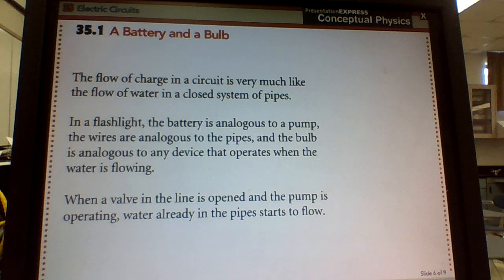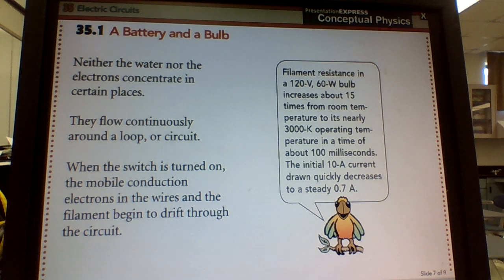But when a valve in a line is open and the pump is operating, water already in the pipe begins to flow. Well, the same kind of thing happens with electrons. As soon as we close the switch on our circuit, it allows those electrons that are already there to just get pushed along by the voltage in the battery. And so neither the water nor the electrons concentrate in certain places. It just flows continuously in a loop. Loops are sometimes called circuits. That's why we call these electric circuits.